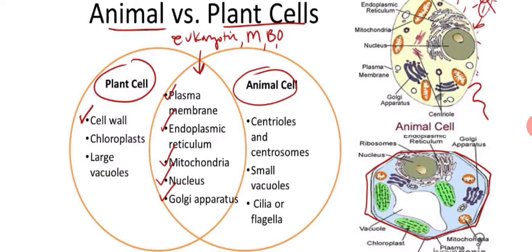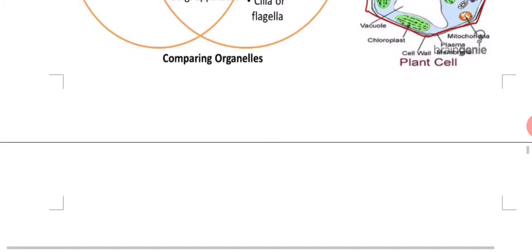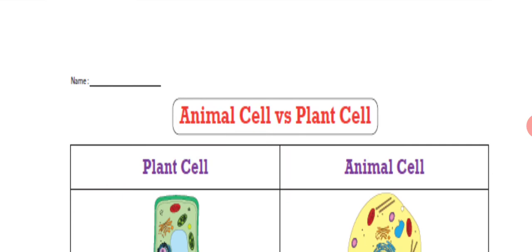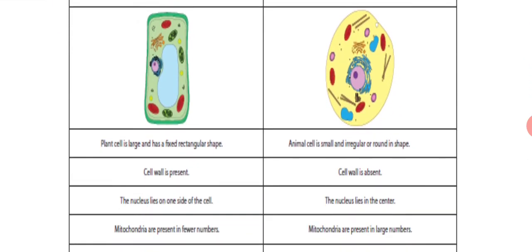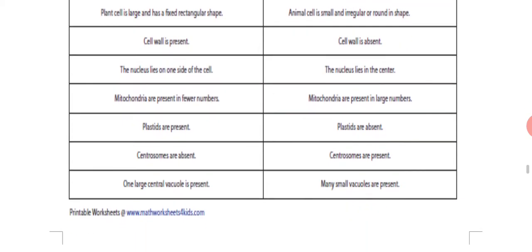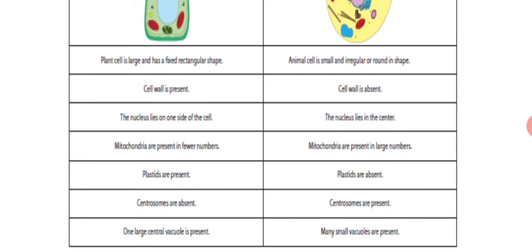So these are the main differences between the animal and plant cells. You can observe here very well. Now we will differentiate also with a table. So you can see here all the differences which I have just described.